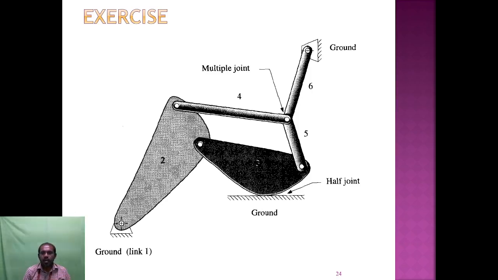Here, how many links? 6 links. 2 ternary links, links 2 and 3, and 4, 5, 6 are binary links, and the grounded link is fixed. There are 3 grounded links, but we consider one link for grounded. So there are 6 links, and the joints are 1, 2, 3, 4, 5, 6. 6 joints.